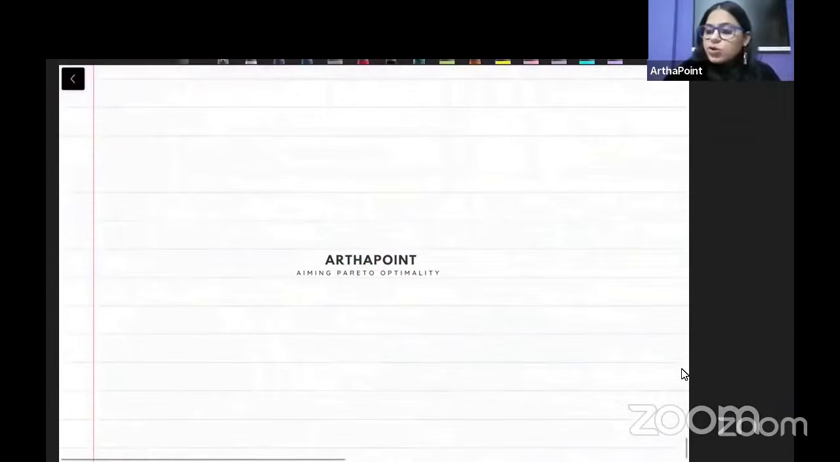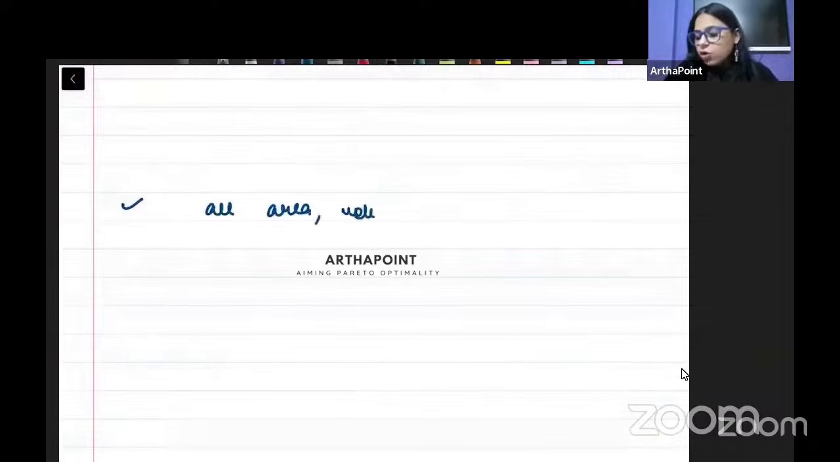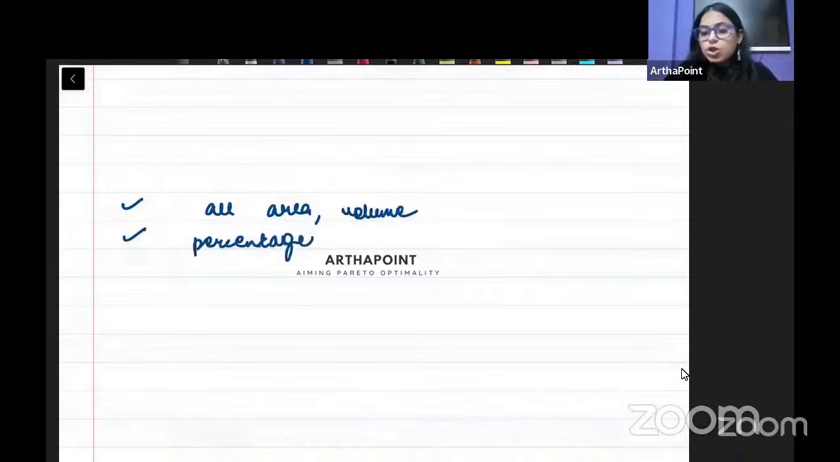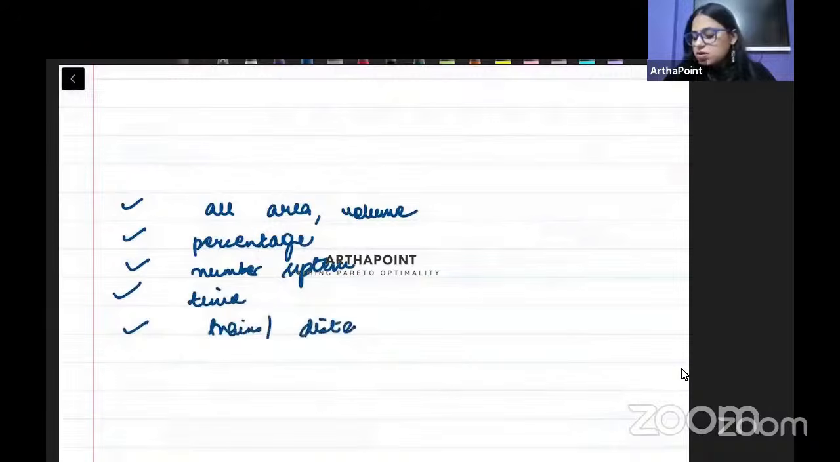Okay, so what you need to do for today, beta? As of now, you will go ahead and revise all questions related to area and volume. You will do all questions related to percentage. Right, beta? You will do all questions related to number system. You will do all kinds of questions related to time, and related to trains or distance. This is time and work.